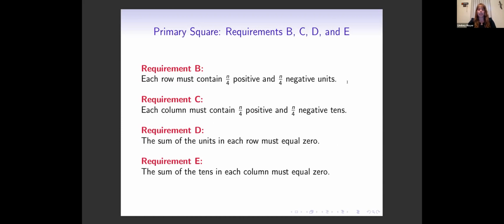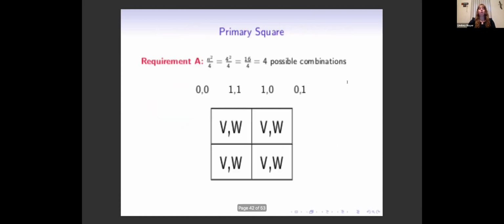And requirement C is that each column has to contain n divided by 4 positive and negative tens. D is the sum of the units in each row has to equal 0. And E is the sum of the tens in each column has to equal 0. So we're going to break it down and just start with A. So you see, plug an n in, we have to get 4 possible combinations of 0 and 1. Our combinations are going to be 0, 0, 1, 1, 1, 0, and 0, 1.